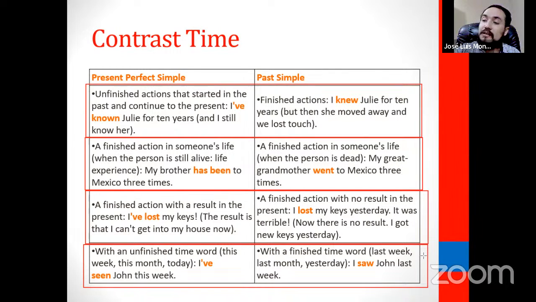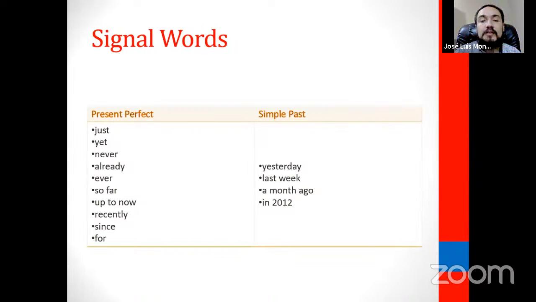And actually, we are finishing this part of the review. Now we have one more thing to do, but before that, I'm going to show these expressions. The ones on the left are expressions for the present perfect. Never can be used with simple past too. So some of them can also be used with the simple past. It's not just for present perfect, but they are ideal for the present perfect.